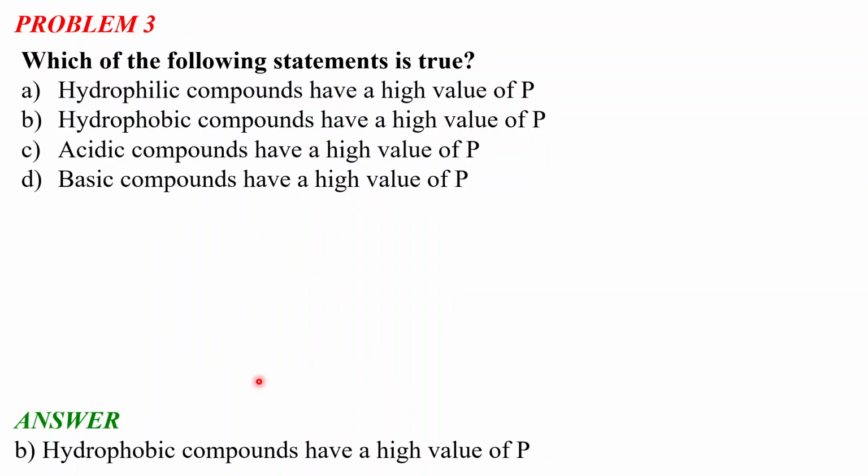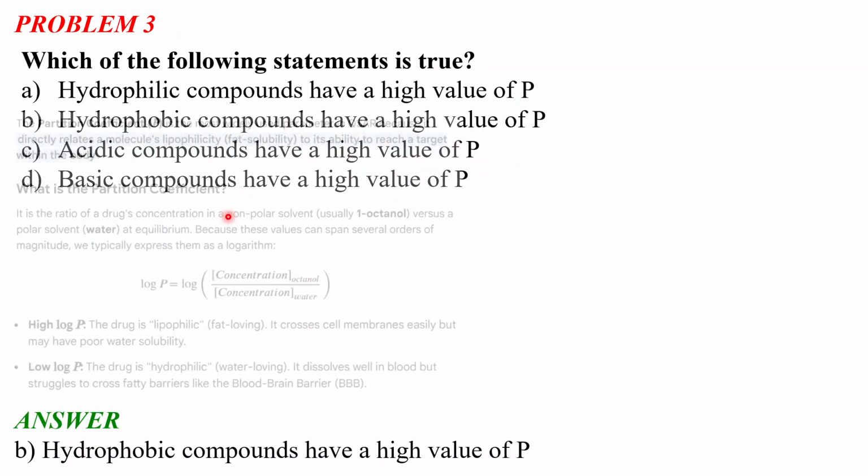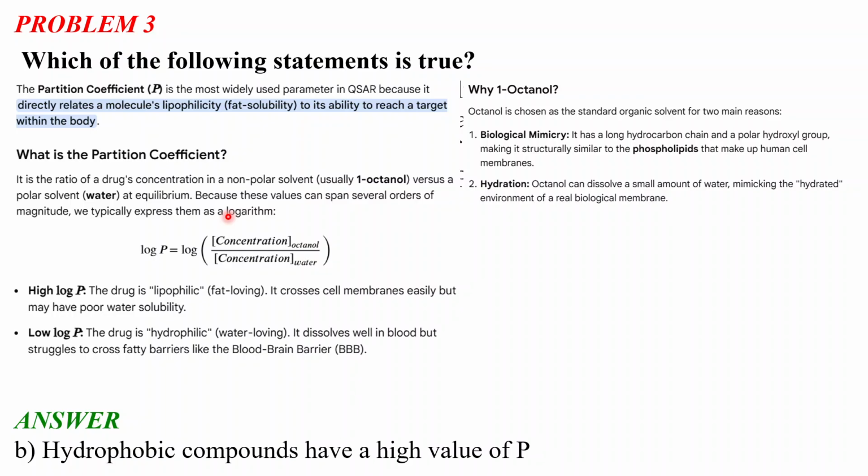Okay, so hydrophilic compounds have a high P value. This is not true. Hydrophobic compounds have a high P value. This is right. For acidic and basic compounds, we cannot say for sure whether they will have a high value or not. Generally, acidic and basic compounds are water soluble. In most cases they have good water solubility, so they will not have a very high log P value.